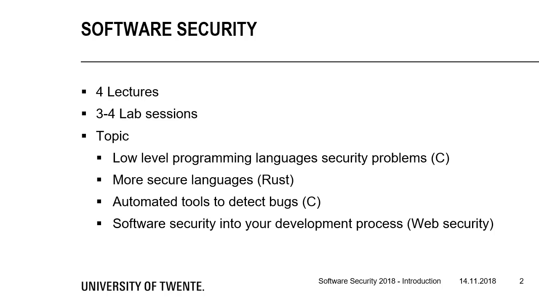In the third part, we will talk about automated tools that detect bugs in C. In C, you can create certain types of bugs, and there are advanced tools that give you quite a good chance to detect those bugs. We will talk about that in the third part of the lecture. The final part is software security in your development process, which means mostly web security. There we will leave the world of C, go a little bit to the world of high-level languages, and look at the security problems that you find in those languages.